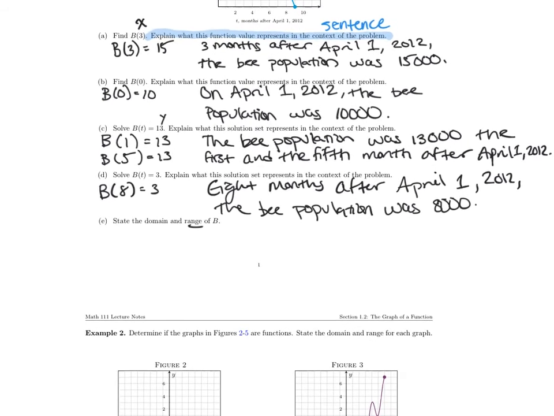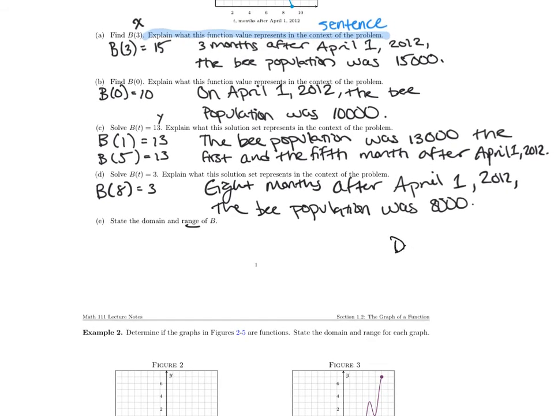Okay, so domain goes from left to right. Ooh, I ran out of space there. Range goes from bottom to top.